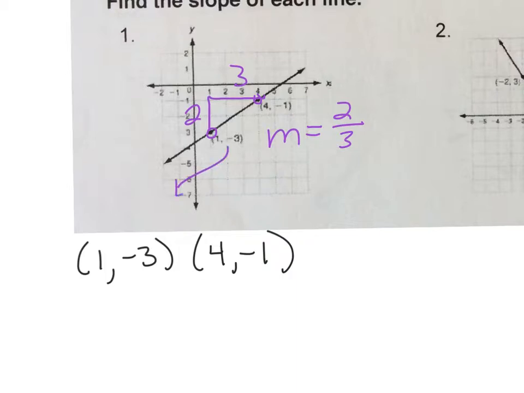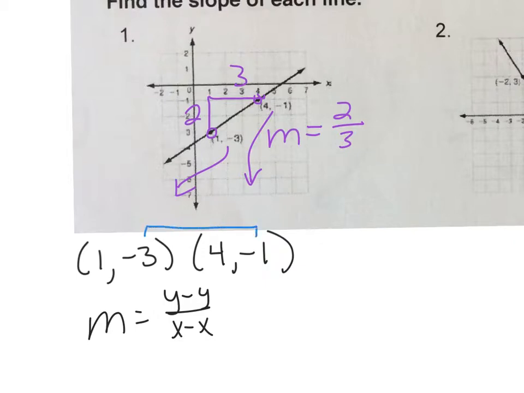Now notice I've used these points down here, and I'm going to utilize m equals y minus y over x minus x. In this case, I'm going to choose this y first, so negative 3 minus negative 1. I'm also going to go in the same direction and choose 1 minus 4. Notice I used the negative 3 first and I used the 1 first.